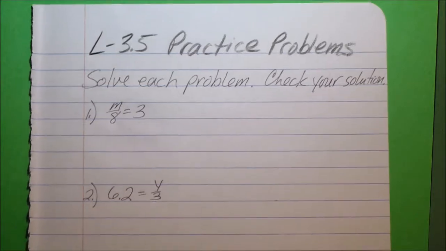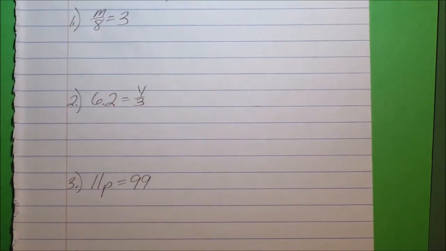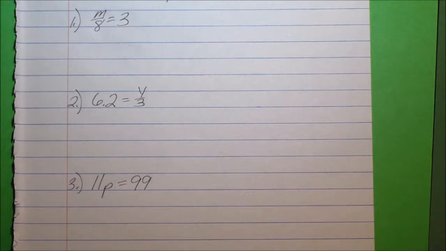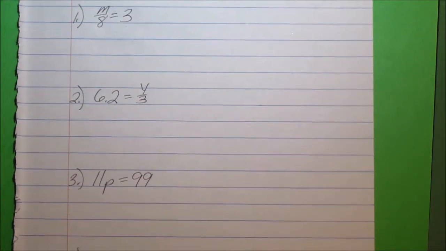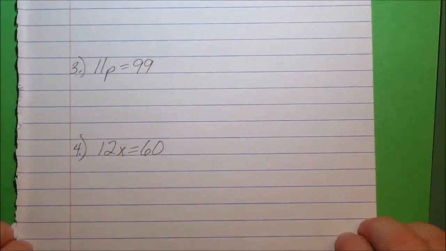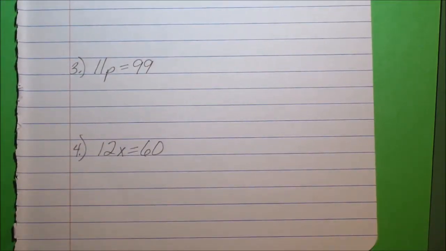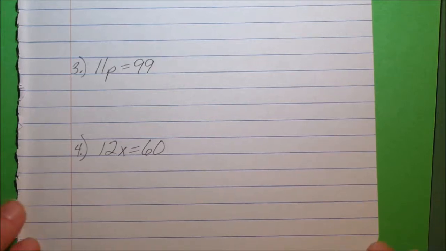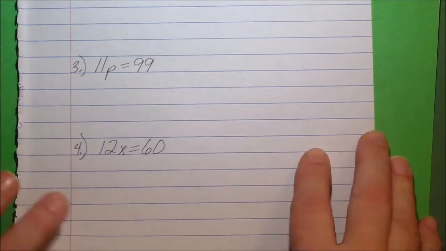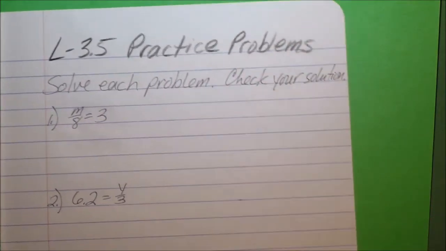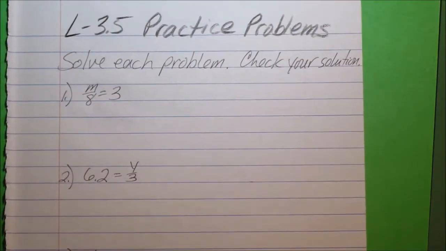Let's see, how many can we get into frame? I can get the first 3. There's 4 problems. So here are the first 3. Pause and work these out. And the last one is right here. Okay, let me show you how we do these. Remember that we solve the problems and check our solution.